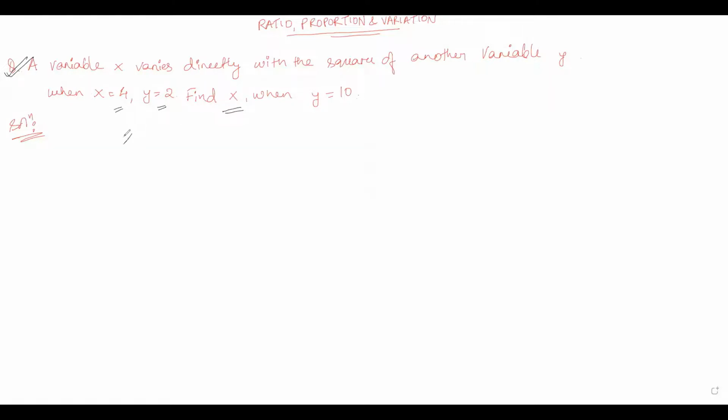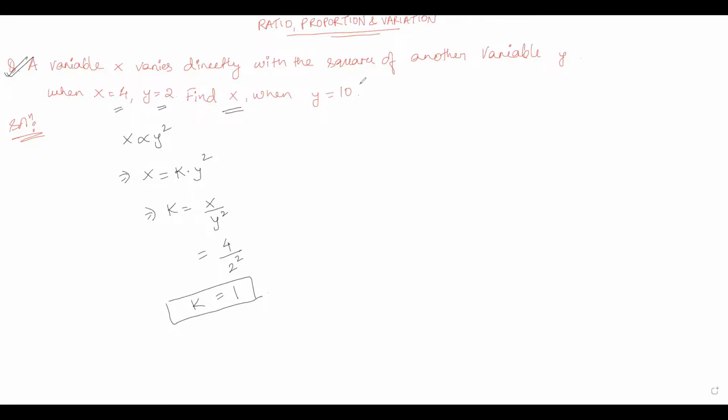So it is given that x varies directly to y square. So it can be written as x equal to some constant k into y square. So this constant k can be written as x upon y square. Now the value of x is 4 when y is 2. So this would be 2 square. So 4 by 4, this would be 1. So the value of this constant is 1.